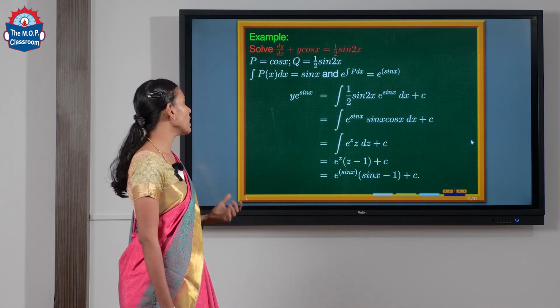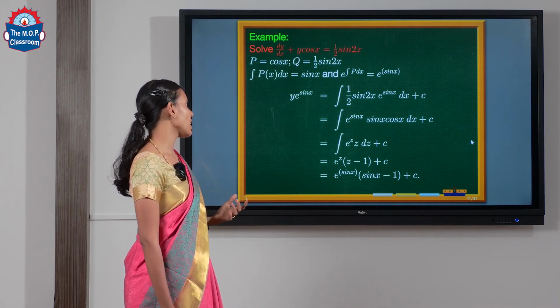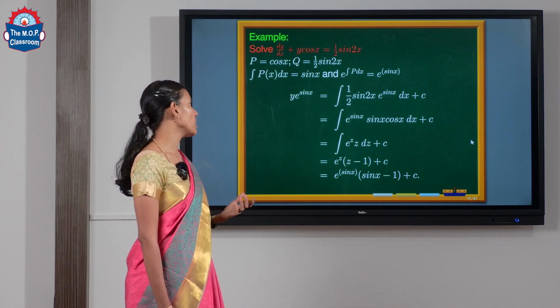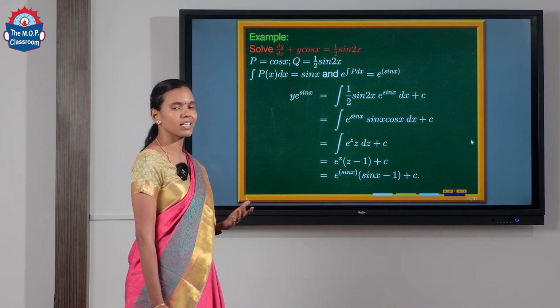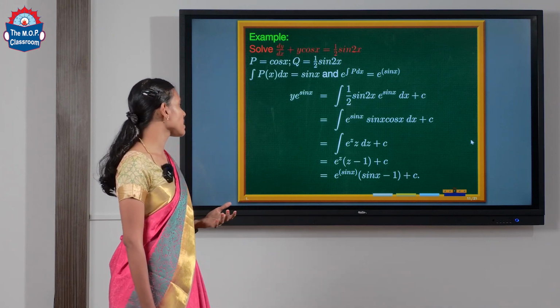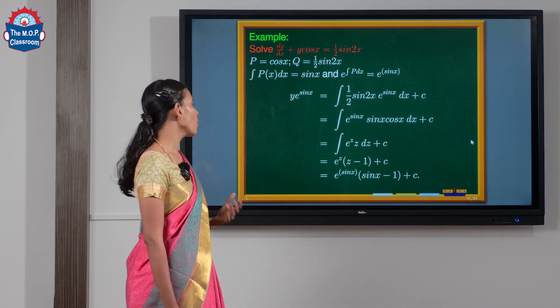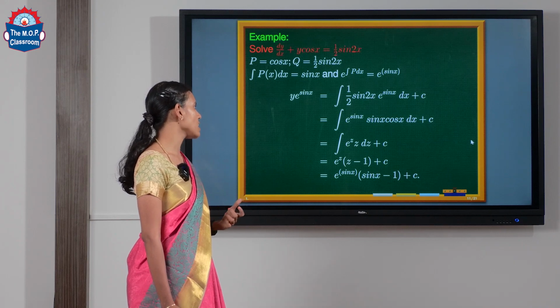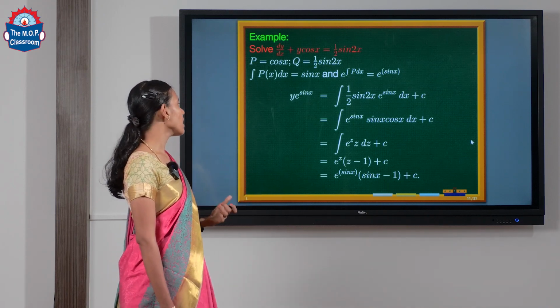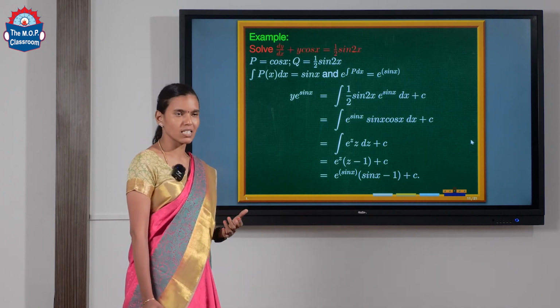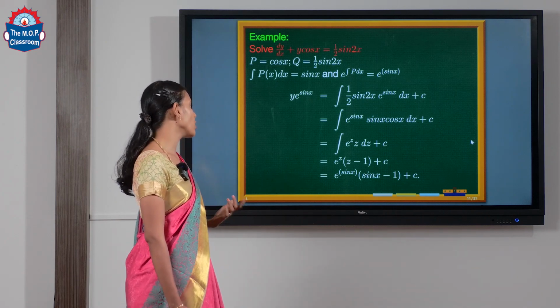So when we integrate it, we have e power sin x and sin 2x, which is 2 sin x cos x, and the 2 will get cancelled. Now I am replacing sin x by z. So integral of e power z, z dz plus a constant. When you integrate this, you will be left with e power z of z minus 1 plus c, and you replace the z value by sin x.